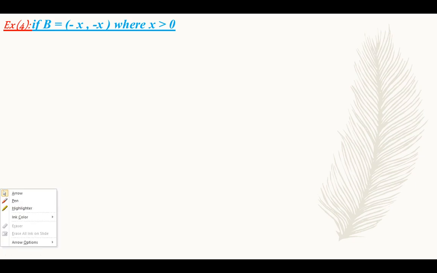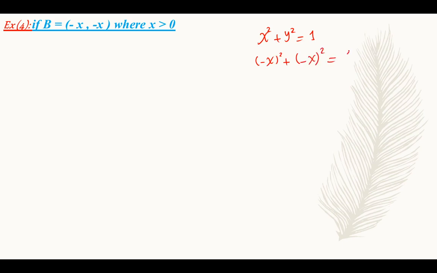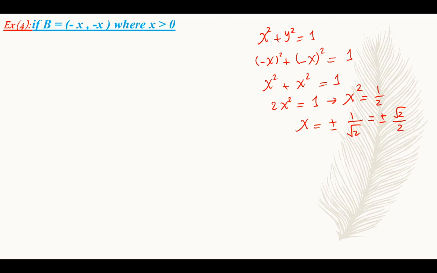Okay, let's solve it together by using the rule. x squared plus y squared equals 1. Negative x squared plus y, here also negative x, so it will be (-x) squared equals 1. Here x squared plus x squared equals 1. So 2x squared equals 1. Divided by 2, x squared equals half. By taking the square root, x equals positive or negative 1 over root 2. 1 over root 2, by using your calculator, equals root 2 over 2. Okay? So now we have x is positive or negative root 2 over 2.